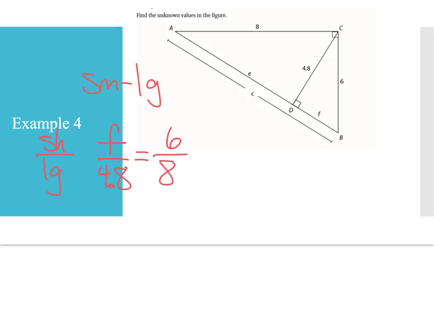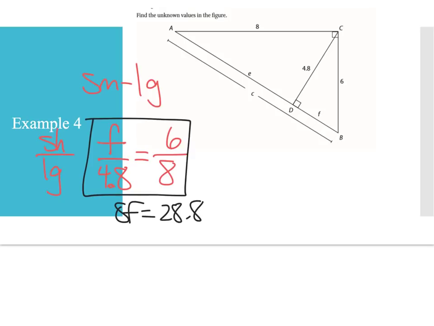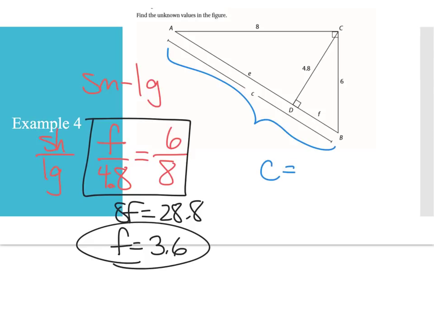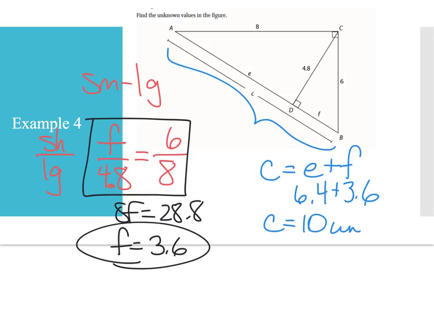So once again, as long as you can set up a proportion and you only have one missing number, in this case F, then you're good to go. 8F equals 28.8. You can solve for F. That'll be 3.6. Now, again, look back. You could probably do another proportion to find C, and you're welcome to do that. But in my case, I'm just going to look at the picture. C is that whole length of E plus F. So if I add 6.4 plus 3.6, we'll have that C is 10 units.